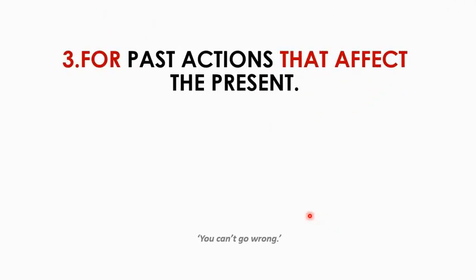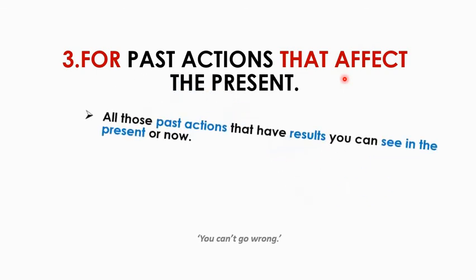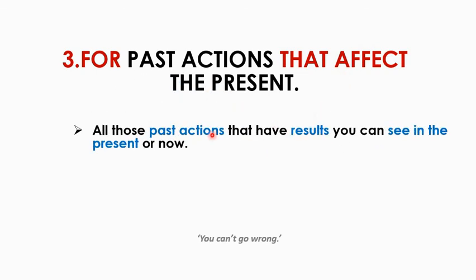Let's continue. Number 3: for past actions that affect the present. Here again, we use the present perfect. All the past actions that have results you can see with your eyes in the present, we use the present perfect. Look at these examples.